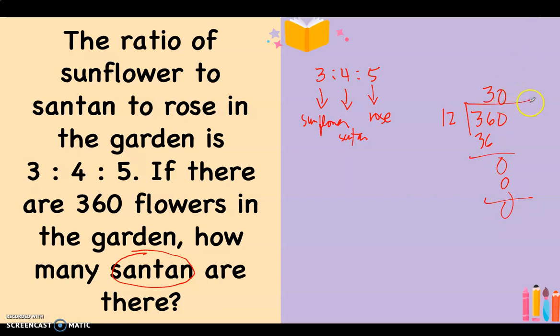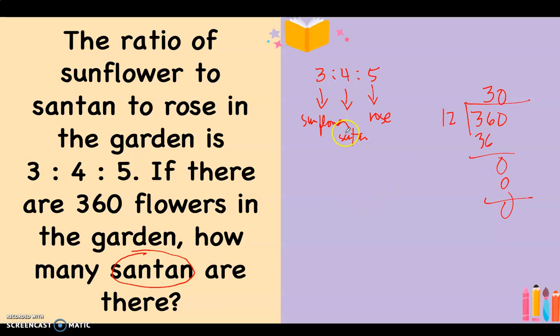Now, do we need to multiply this term to each of the ratio, or to each of the terms for the sunflower, santan, and then the rose? Of course, no need. What we need is to just get the number of santan. It does not ask for the number of sunflower and the rose, but why do we need to add this? So that we can identify how many santan are there, since there are 360 flowers in the garden.